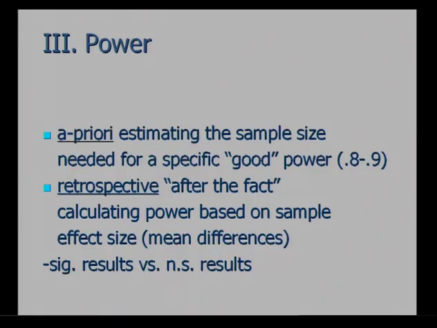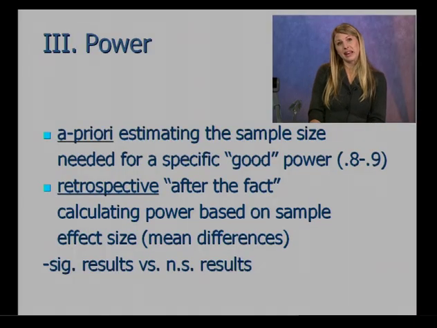Now, there are two ways that power can be used. One of them is a priori, where you ask yourself, okay, what power do I want? And based on an effect size you plan to get, you determine what sample size is needed to have a good power. So a power over 0.8 or 0.9, depending on how good you want that power to be. You have to decide what level you are willing to work with, because if you have too small of a sample size and your power isn't very high, then even if the null's false, you're not going to be able to reject it.